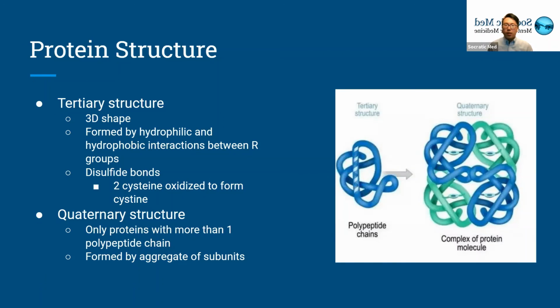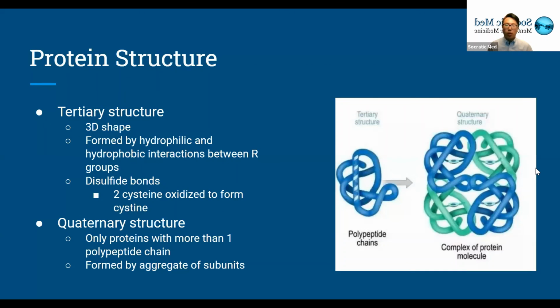And then finally, the quaternary structure. Not many proteins have quaternary structure. This is only when the protein has more than one polypeptide chain. So this is when the protein has multiple polypeptide chains combined together. This is formed by aggregating the different protein subunits. Hemoglobin would be an example, where there are multiple subunits that combine together in order to form the full protein.